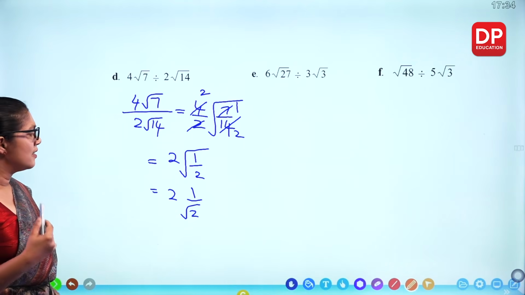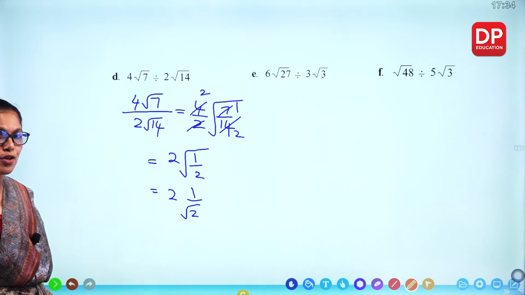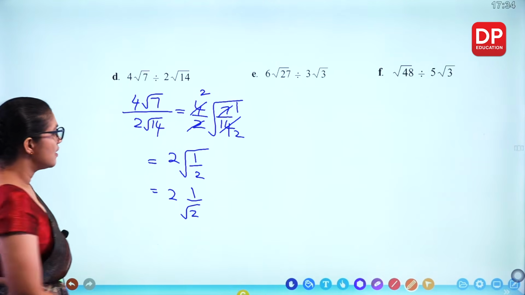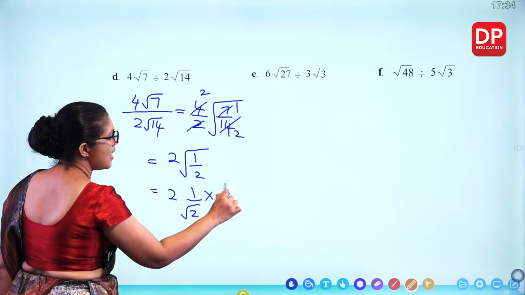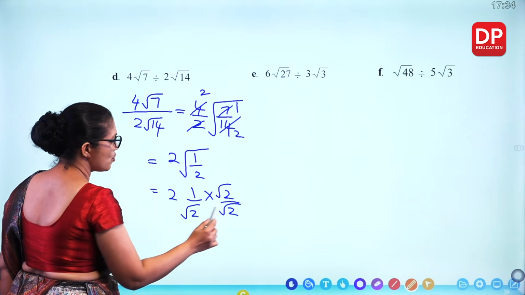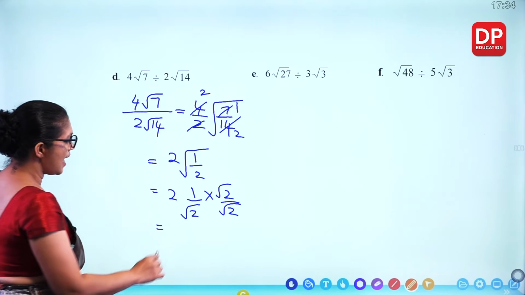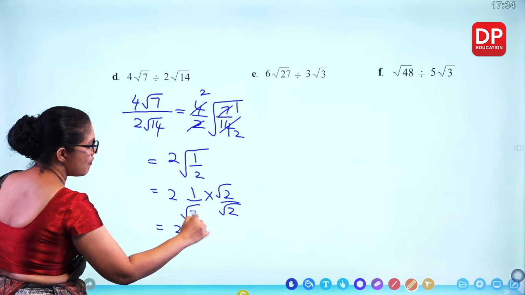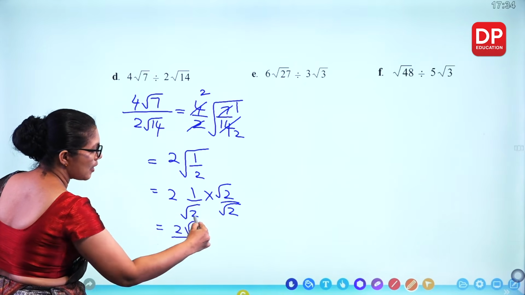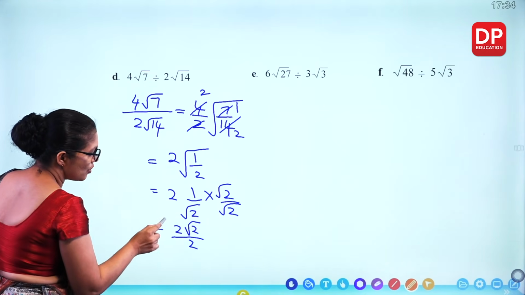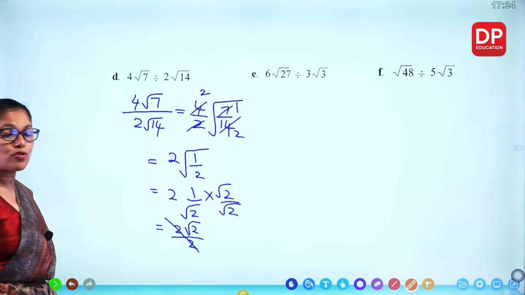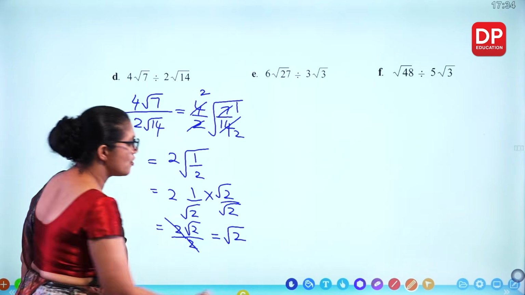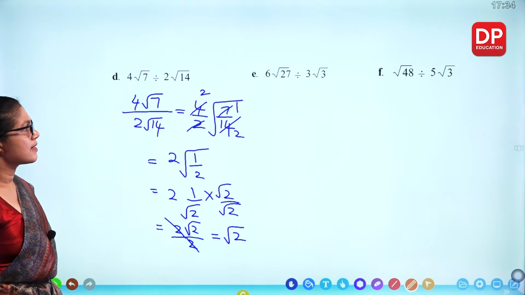This is an irrational number in the denominator. So here we can rationalize it. So how can we rationalize? I can multiply by root 2 and rewrite this as 2 root 2 divided by root 2 times root 2, 2. Can you see? 2 and 2 get cancelled out and you get root 2 as the answer.